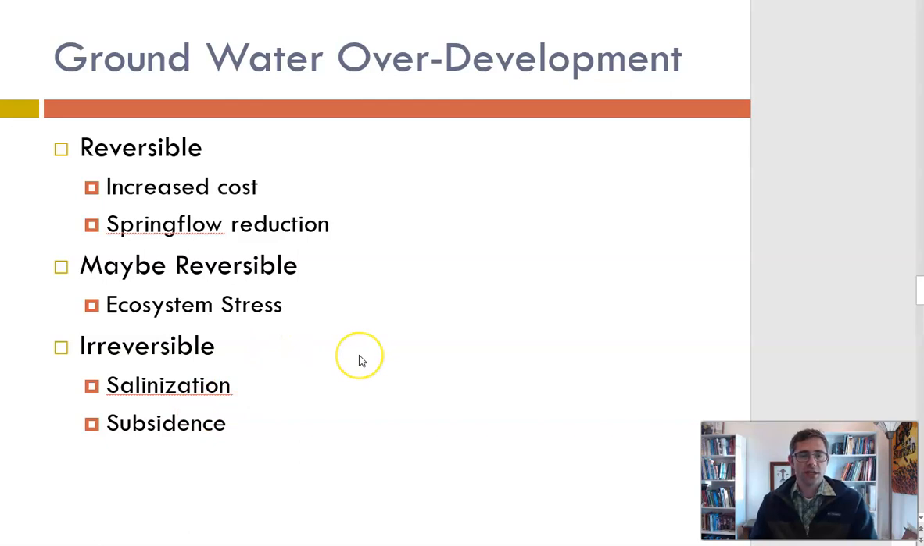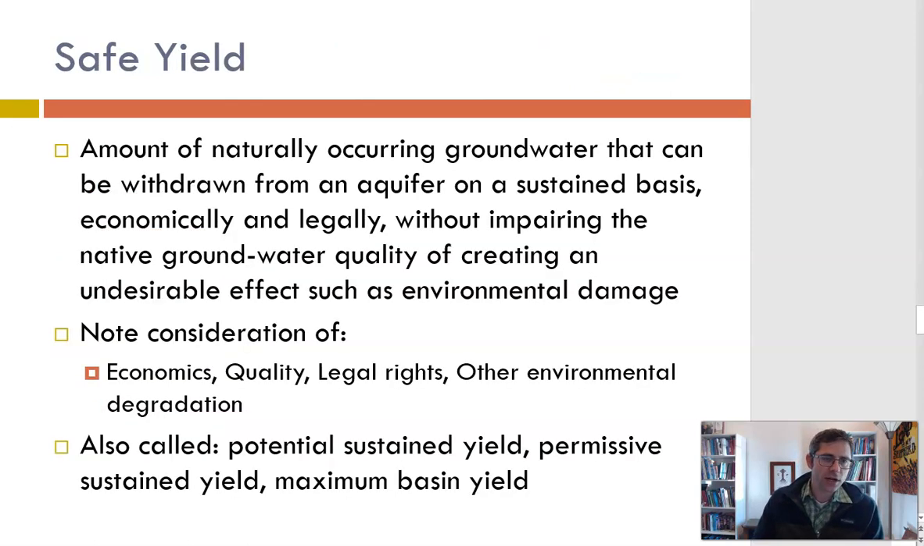Or irreversible issues like salinization. If you're reducing the groundwater level really low, close to the sea, close to the ocean, water can infiltrate down into the groundwater and salinize it and make it salt water. And there's really no way to solve that problem. It's now not usable for most of our uses. Or subsidence, right? If you overdraw the groundwater and the land subsides, there's no way to get that land to go back up. And when that causes problems with things like drainage canals or pumping systems, that can be extremely costly and there's no way to repair that.